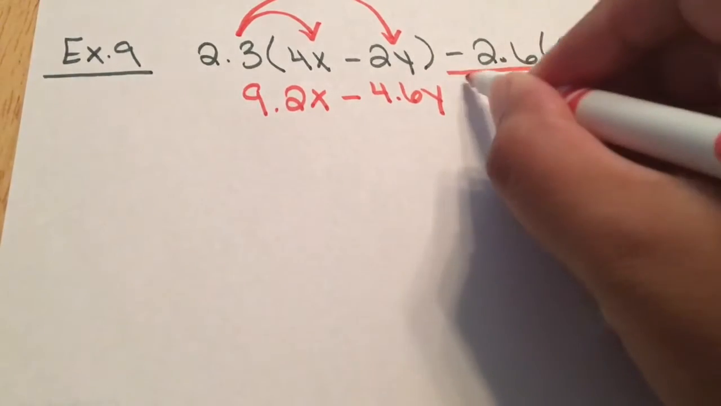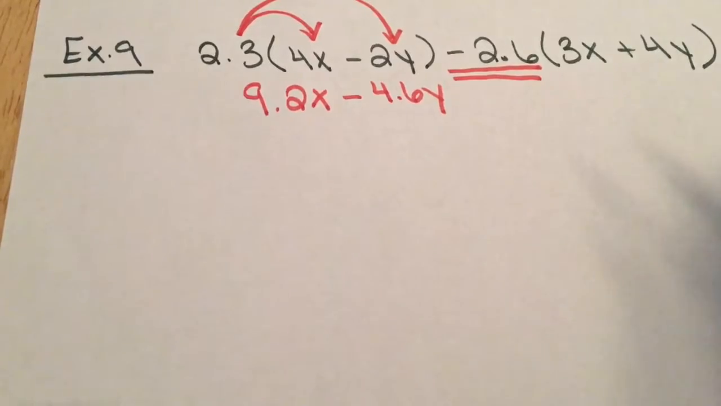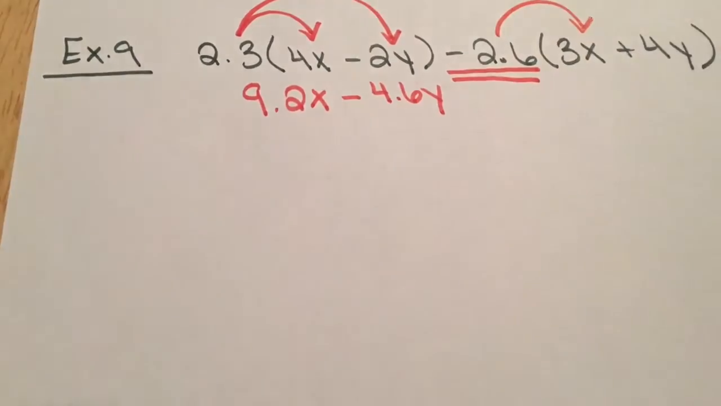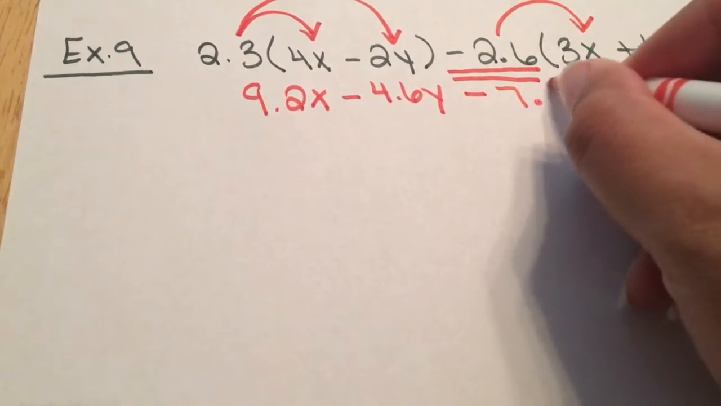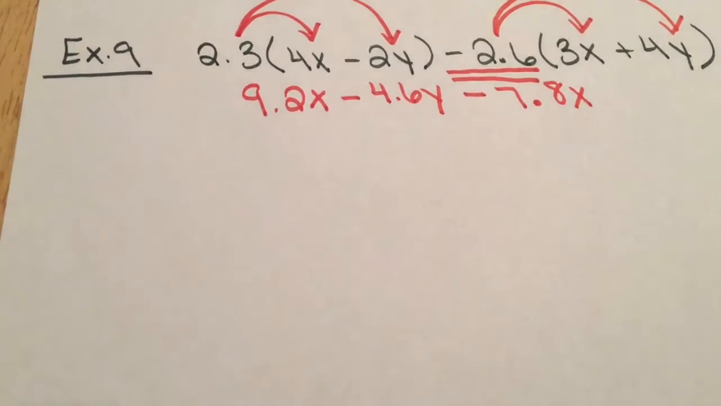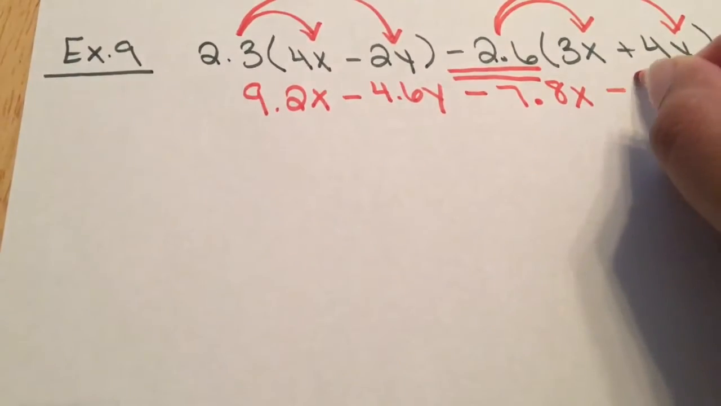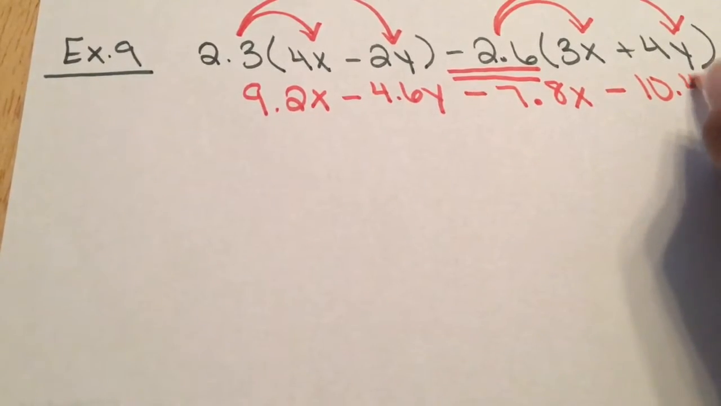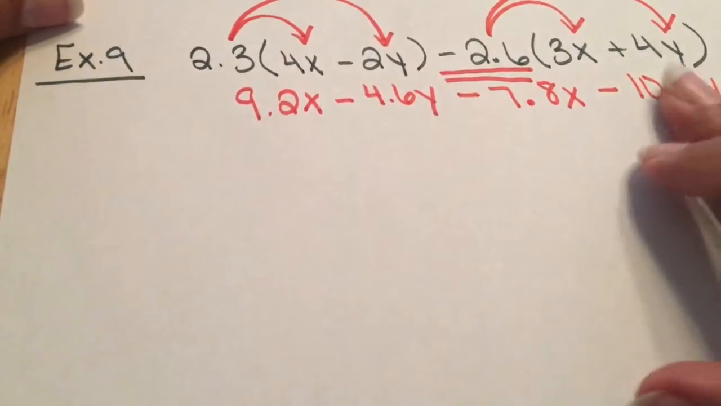Okay. Next, we have our second set of parentheses. Notice what's outside is a negative 2.6. So I need to make sure I multiply everything by the negative 2.6. So negative 2.6 times a positive 3, we know a negative and a positive is a negative 7.8x. And lastly, we're going to multiply negative 2.6 times 4. And again, we have a negative times a positive, so we have a negative 10.4y, which you can't see. So I'll move this paper over.